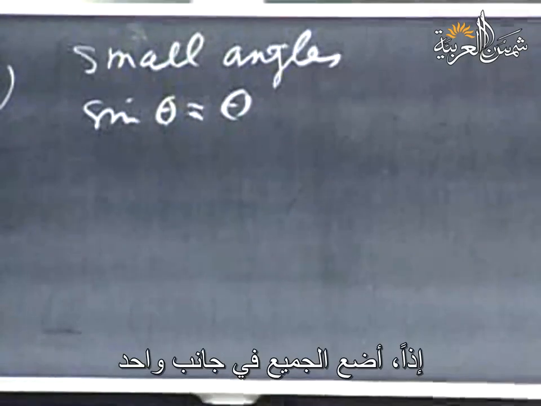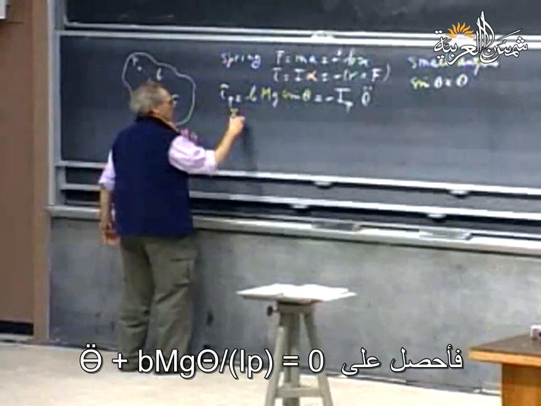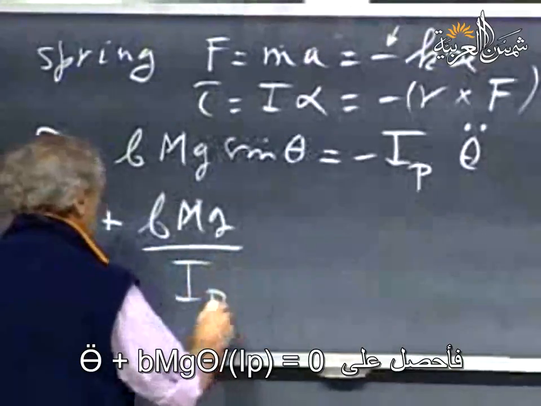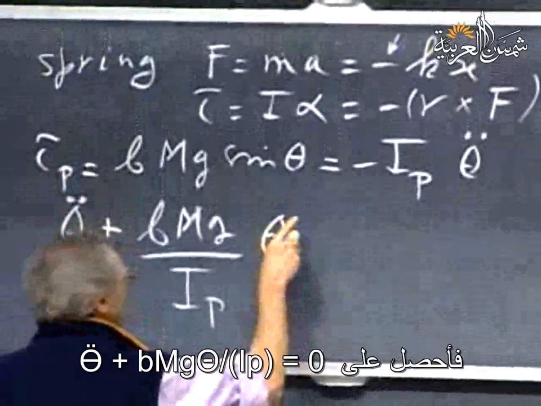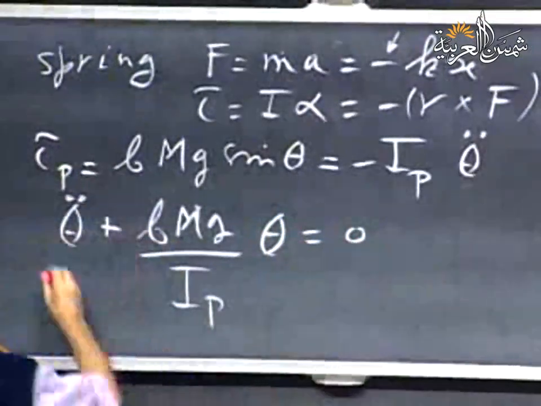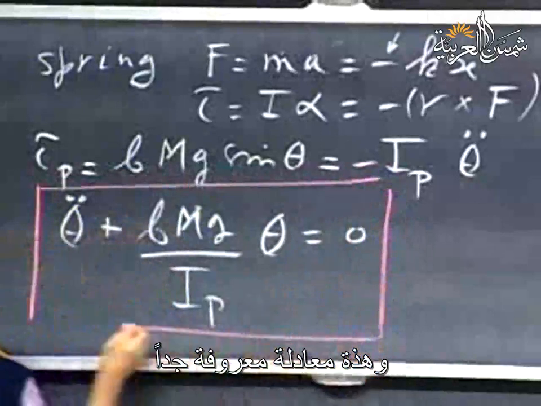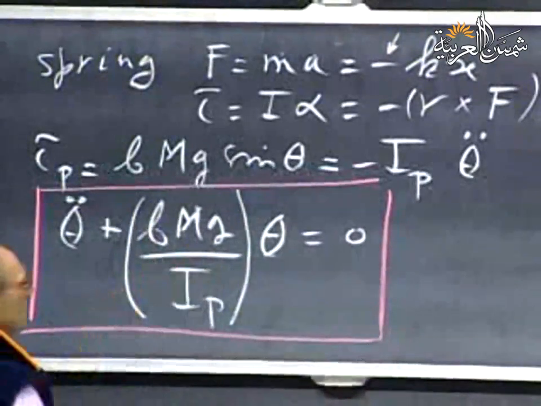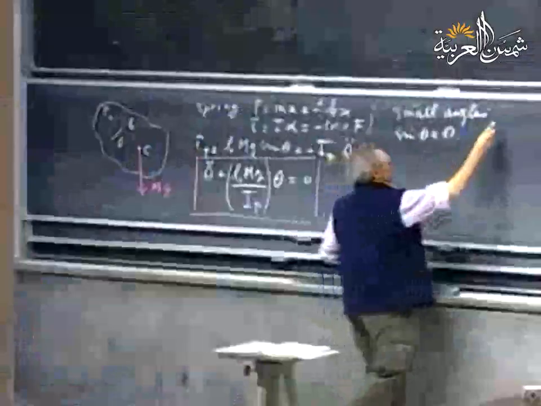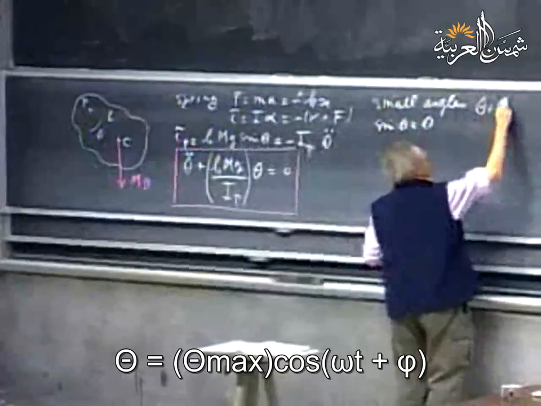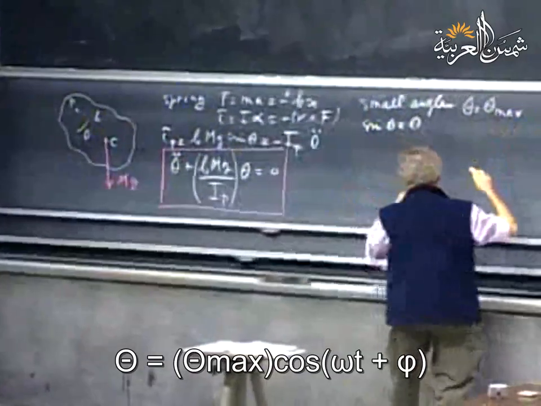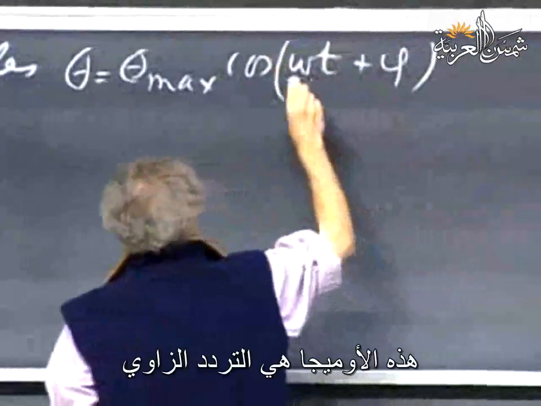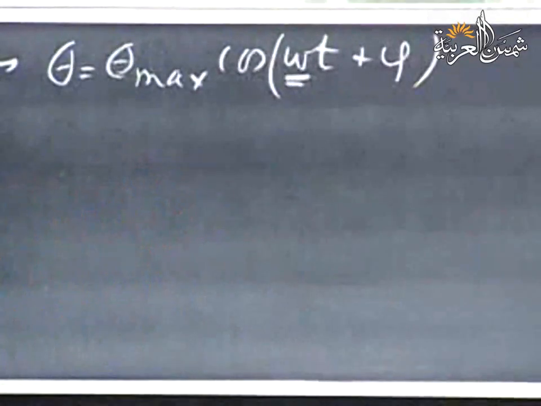And so I bring this all on one side, so I get theta double dot plus b mg divided by the moment of inertia about that point P times theta, this is my small angle approximation, equals 0. And this is a well-known equation. It is clearly a simple harmonic oscillation in theta, because this is a constant. And so we're going to get a solution that theta equals theta maximum, you can call that the angular amplitude, times cosine of omega t plus phi. This omega is the angular frequency. It is a constant.